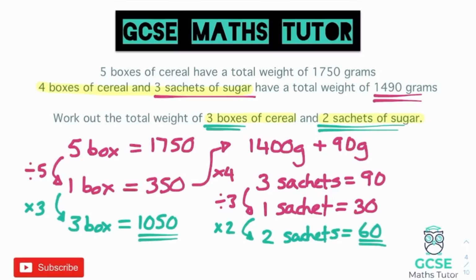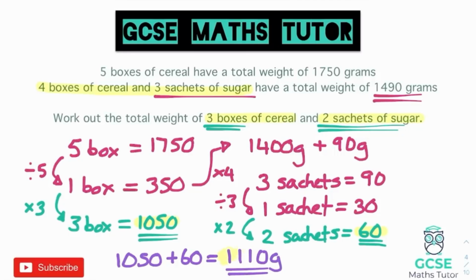Now, of course, this question here said work out the total weight of 3 boxes and 2 sachets. So we're going to want to finish this off by writing the total weight. And that is to take our 1,050 and our 60 and add them together. So for our final answer, we'd do 1,050 plus the 60, and that is equal to 1,110. And that is in grams, and that is our final answer.